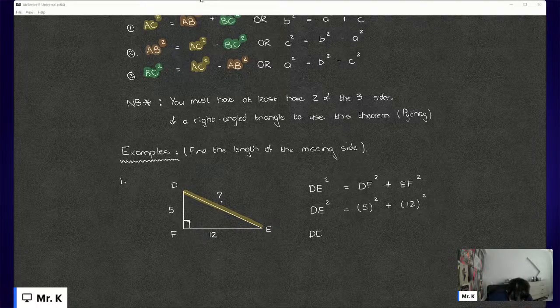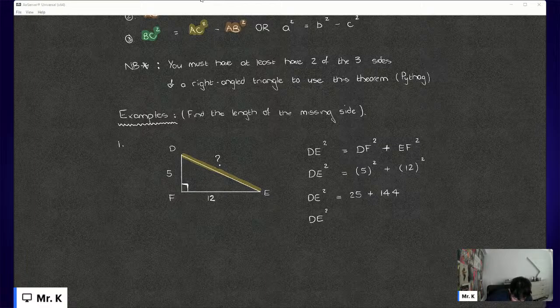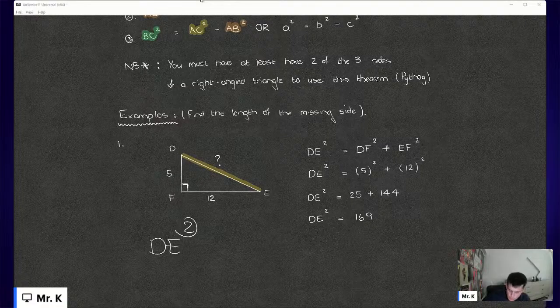So, side DE squared is equal to 5 squared, which is 25, plus 12 squared, which is 144. Right? So when we add all of this together, DE squared is 169 units. But we were not asked for the length of DE squared. We just want DE on its own.